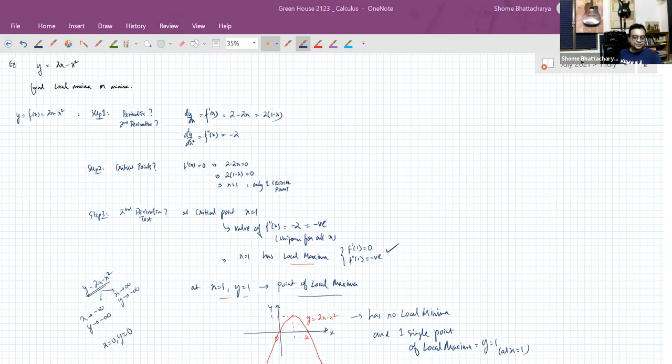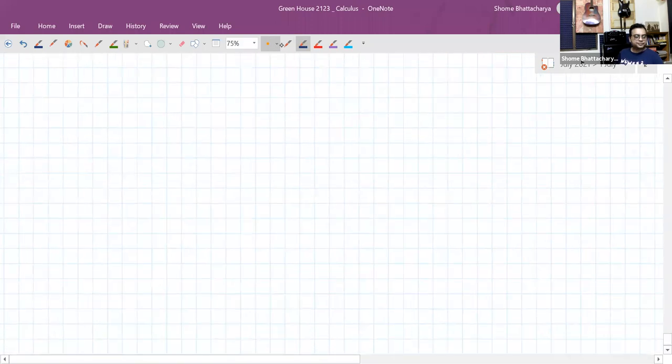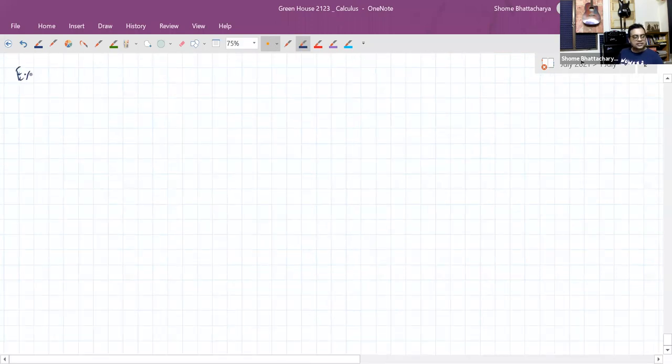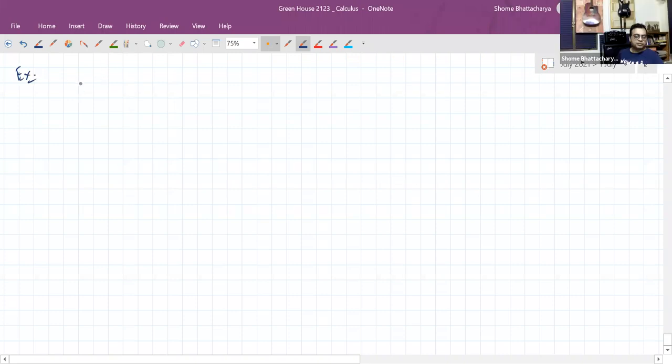Okay, so hope this is clear. Let's do another example question now. So exactly the same steps, only depending on the type of function, we might have a different combination of critical points. Okay. So let's observe this next one.